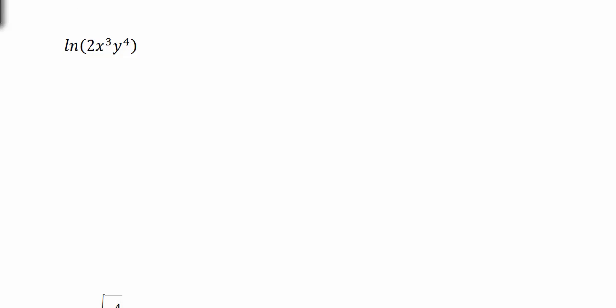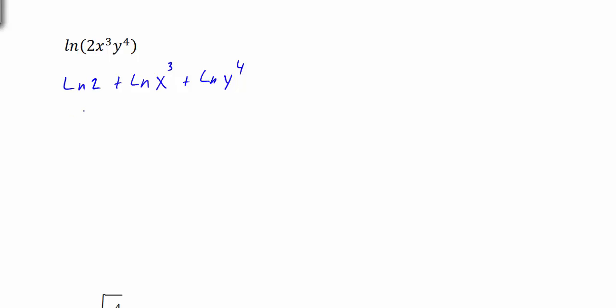All right, here we have another example of a couple of the properties. And again, you could do this in one step. This one I'm going to actually split into two steps here. First, we have the main thing being multiplied, 2 times x cubed times y to the fourth. So I would split this into the natural log of 2 plus the natural log of x cubed plus the natural log of y to the fourth. So that takes care of all the multiplication.